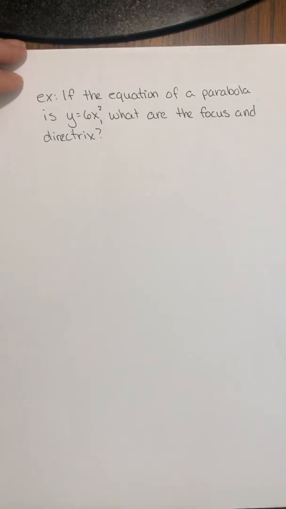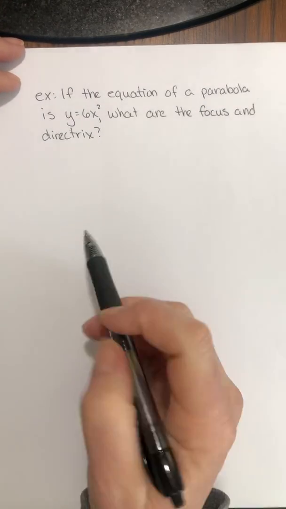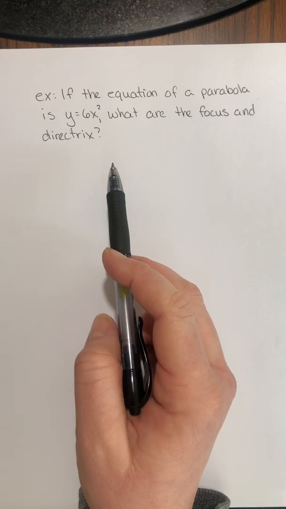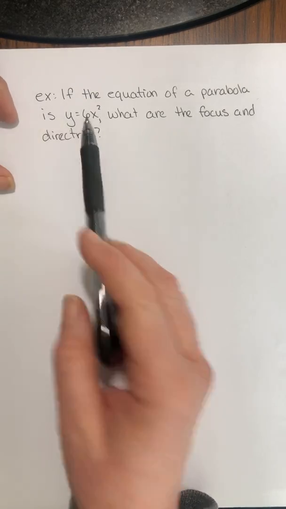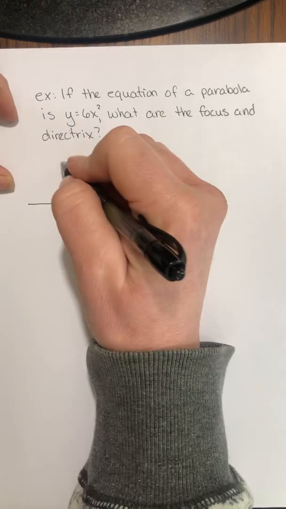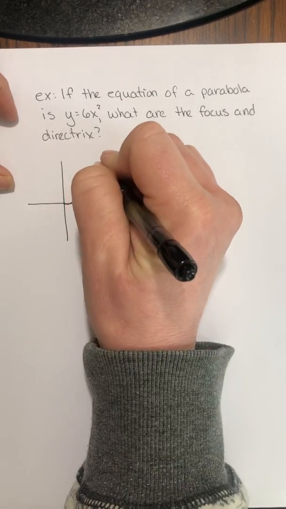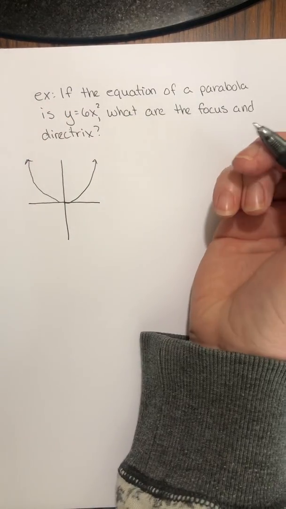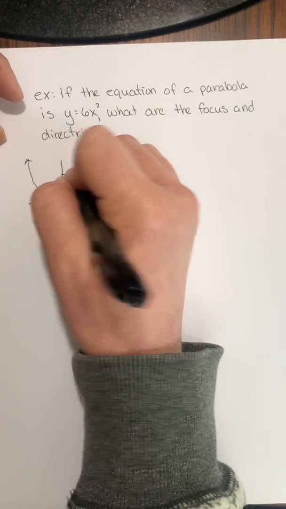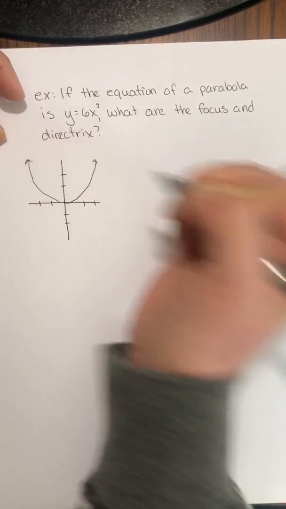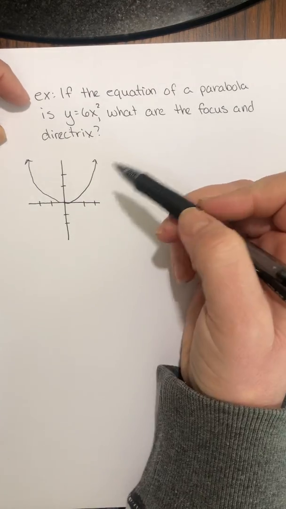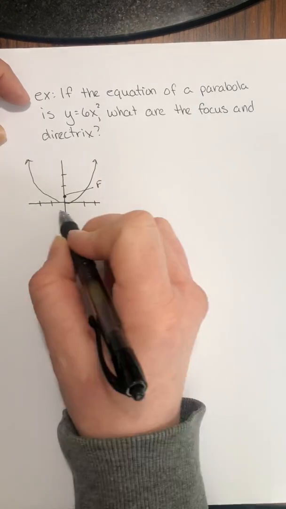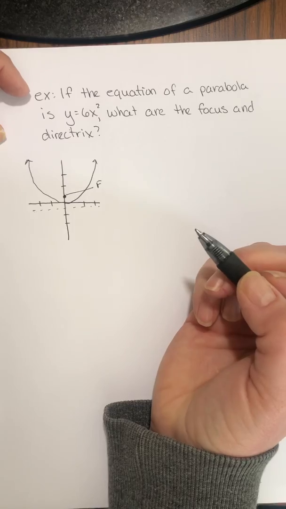For the next example, now you have the equation of a parabola and you're going the opposite direction. You have to find the focus and the directrix. So it's y equals 6x squared. So I'm just going to sketch that just because I'm a visual person and you don't have to do that if you don't want to. I know it's opening up because it's positive. Same rules for that still apply. So here's just a sketch of the graph. And I want to find the focus and the directrix. So the focus is right here. And then the directrix is going to be a line below the parabola.